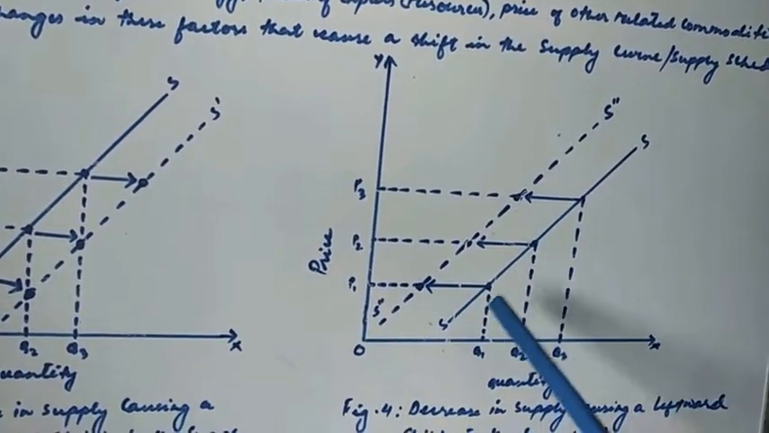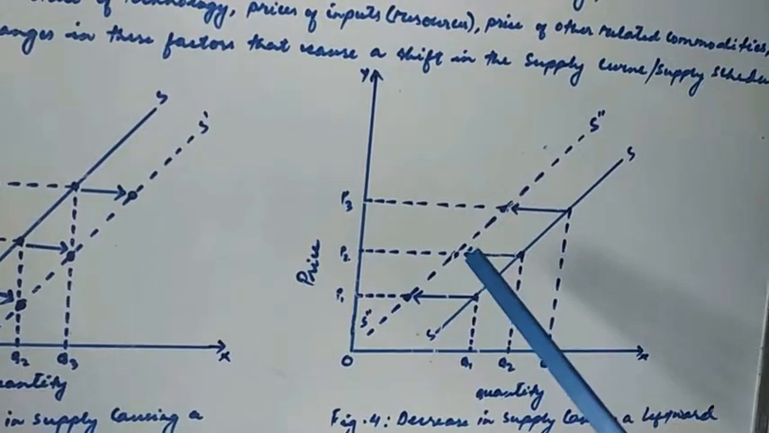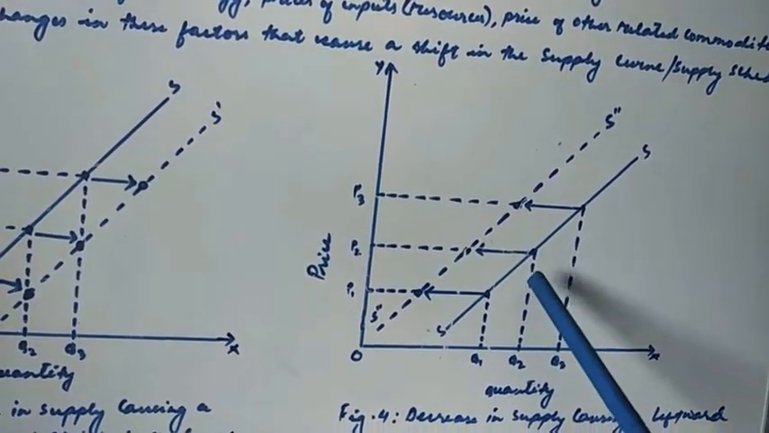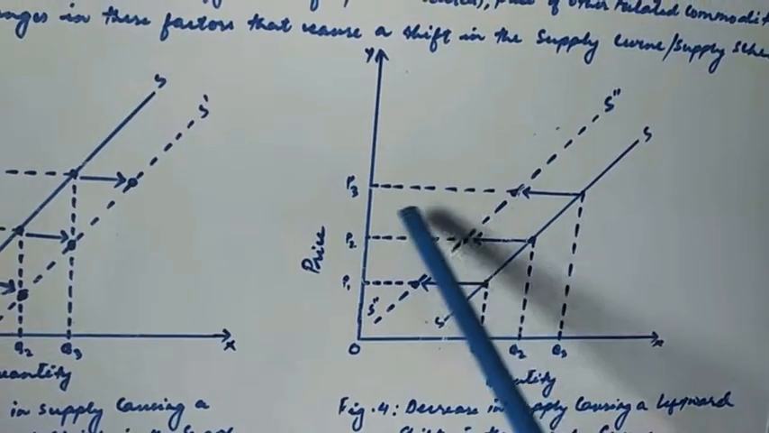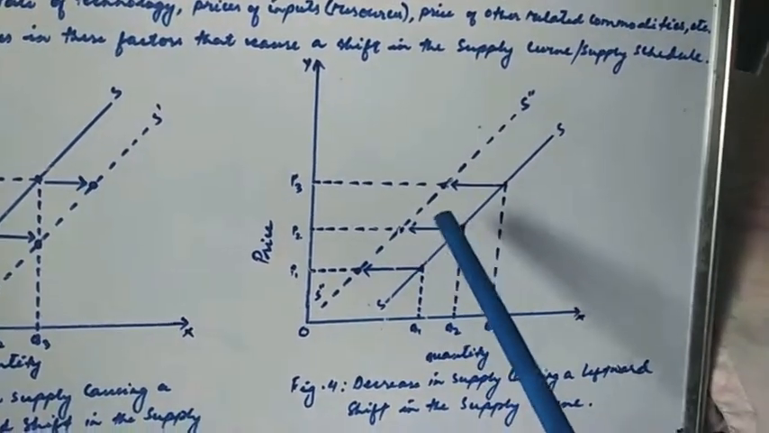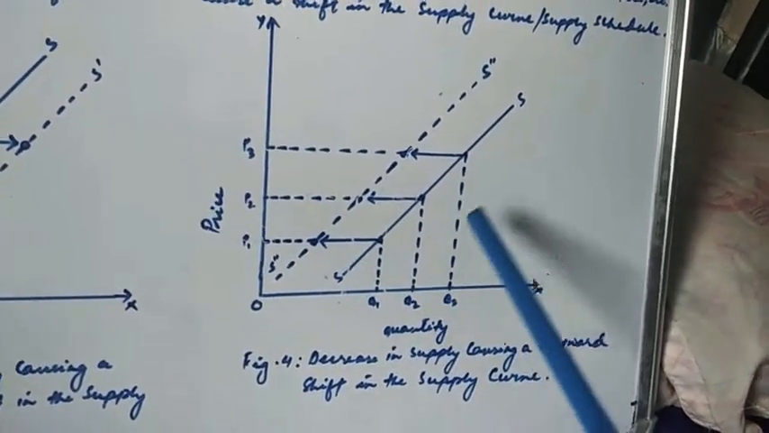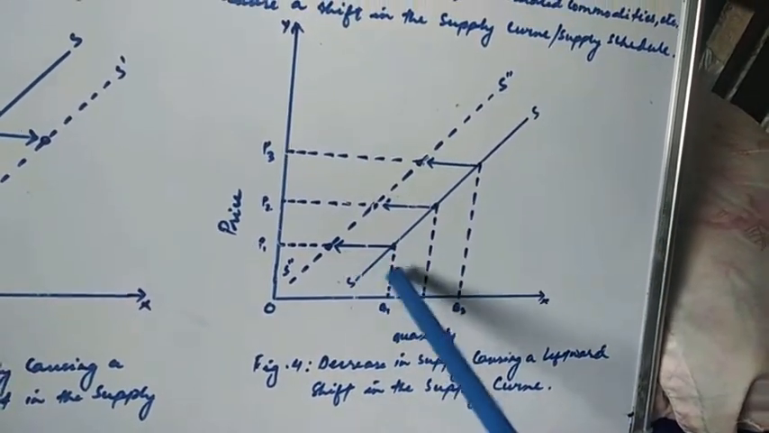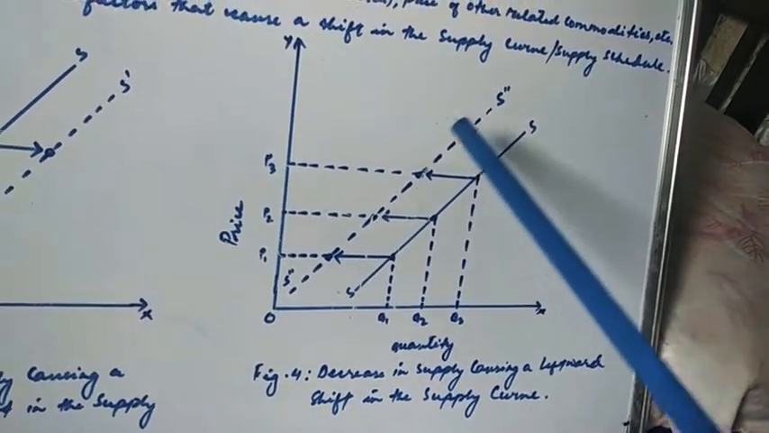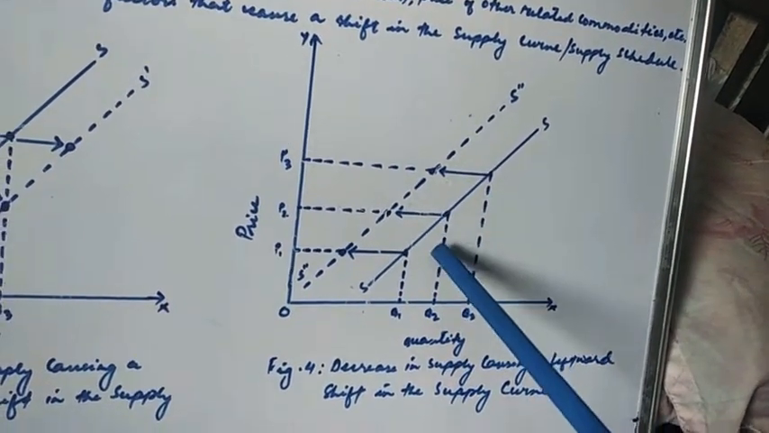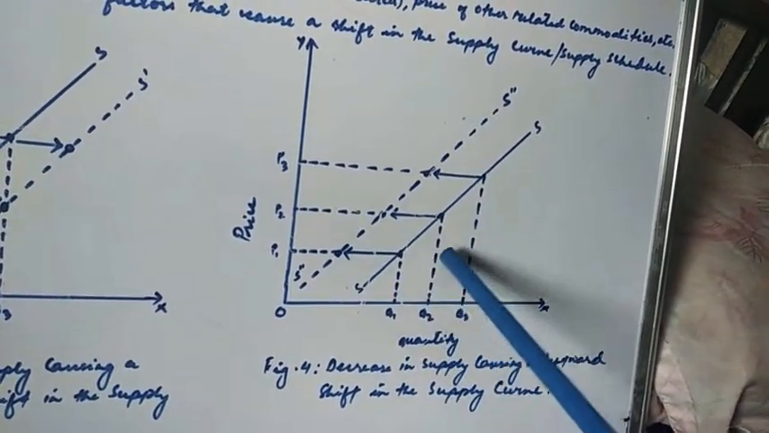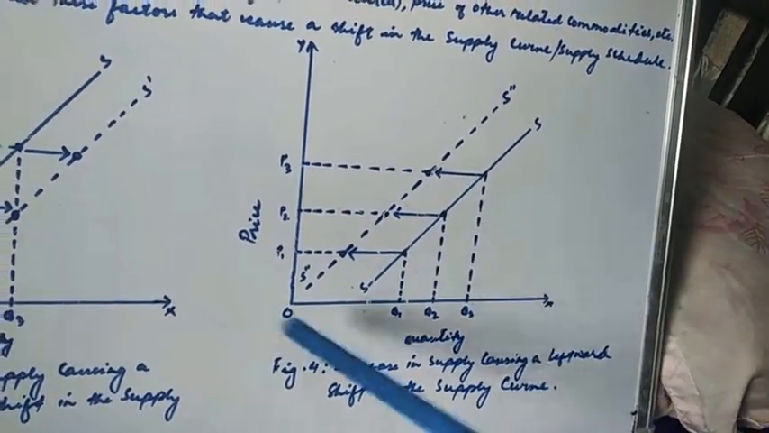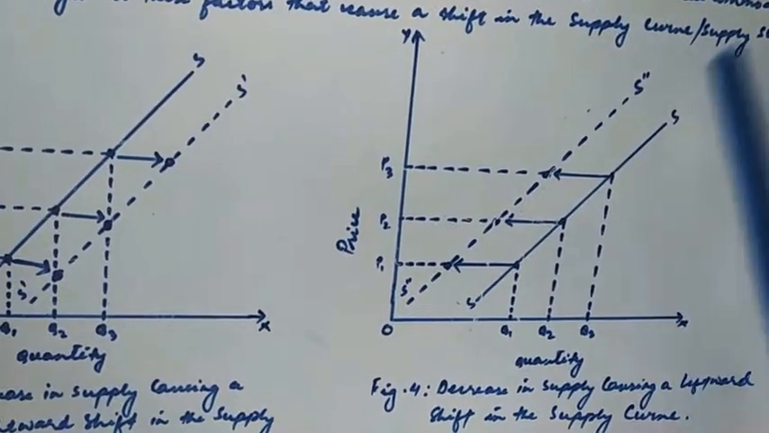This implies that the quantity supplied of the commodity at its price will also decrease, as shown by the shift of the supply curve. So when there is an increase in the cost of production, because the excise duty or the sales tax is included in the cost of production, then when the price is increased for the commodity, they will supply less at its price.